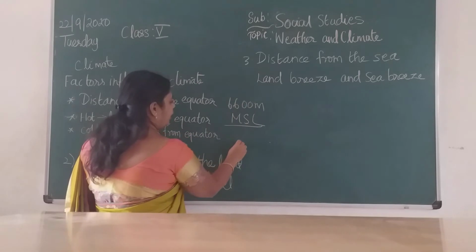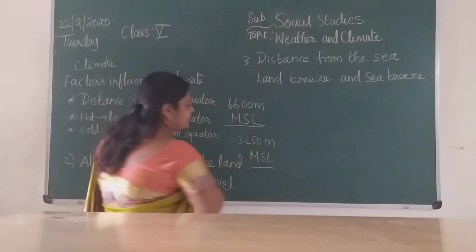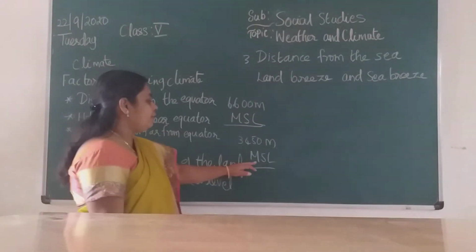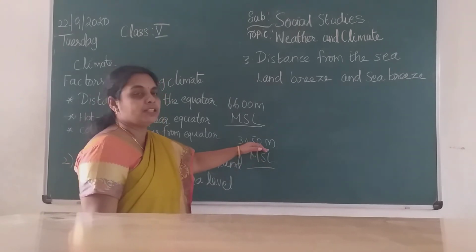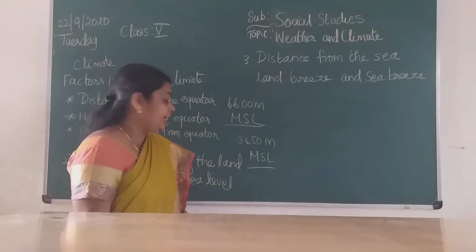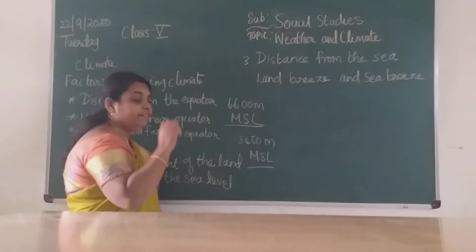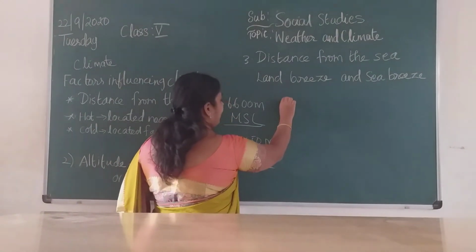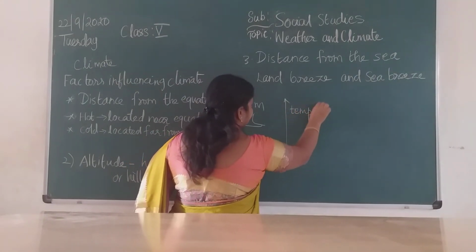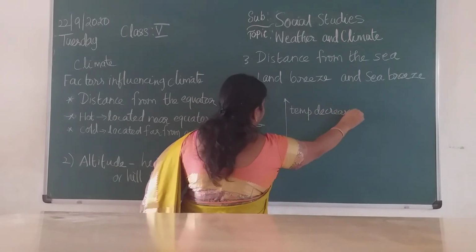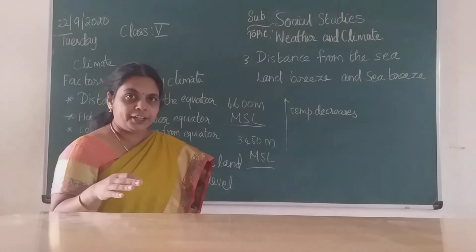6,600 meters or it is 3,450 meters. MSL means mean sea level. Okay, so from the sea level, that mountain or the hill is at a height of this much, 3,450 meters. Okay, so that gives your altitude. So as I am telling you, when you go up the height of the mountains or hills, the temperature decreases. Okay, temperature decreases.